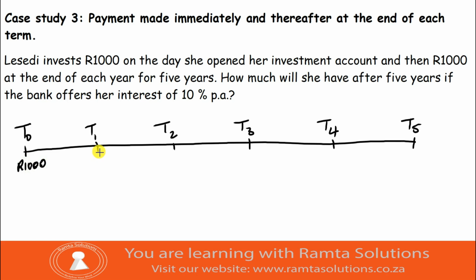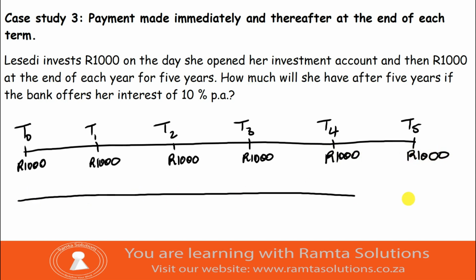And then at the end of each year, so this is the end of the first year, the end of the second year, the end of the third year, the end of the fourth year, and the end of the fifth year. The interest was 10% per annum. So now we are going to calculate how much she will have at the end of 5 years.